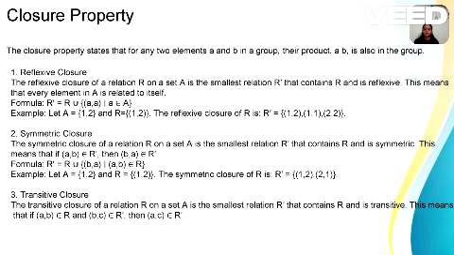Transitive closure. Transitive closure of a relation R on set A is the smallest relation R' that contains R and is transitive. This means that if (a, b) belongs to R and (b, c) belongs to R', then (a, c) also belongs to R'.